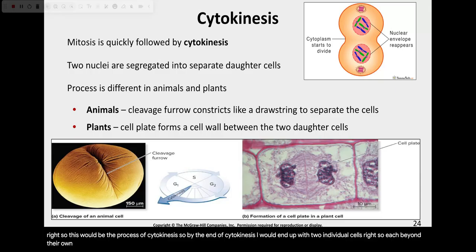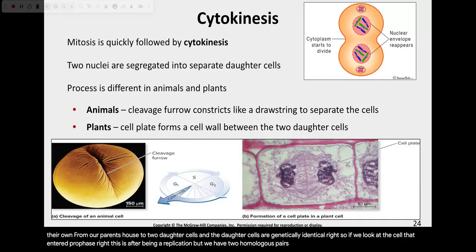All right, so now we've gone from our parent cell to 2 daughter cells, and the daughter cells are genetically identical. So if we look at the cell that entered prophase, this is after DNA replication, but we have 2 homologous pairs. We still have 2 homologous pairs. Now, if these cells were to go through DNA replication, they would look exactly the same as what we started with in prophase. But we've started with a diploid cell, we have ended with 2 diploid cells.